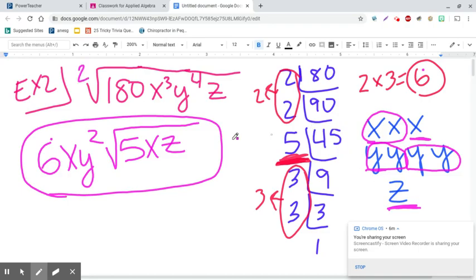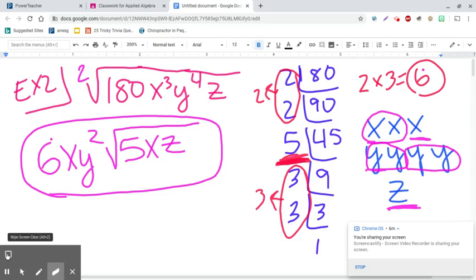If you wanted to do it the other way, remember there's a 2 here. How many times does 2 go into 3? Once, with 1 left over. How many times does 2 go into 4? Twice, with 0 left over. How many times does 2 go into 1? It can't, which is why z to the first stays. Awesome.